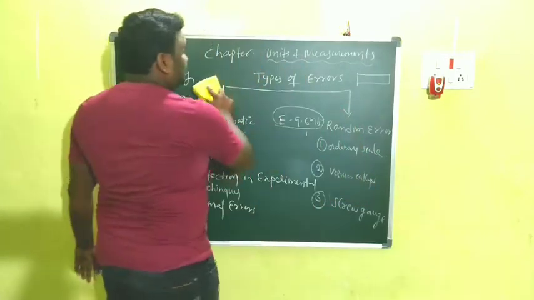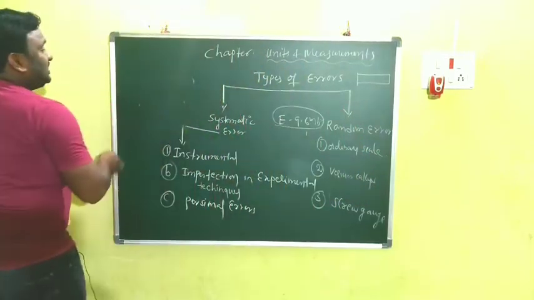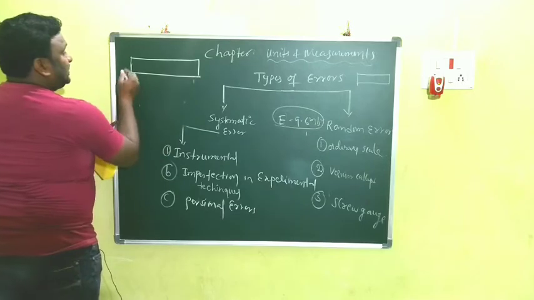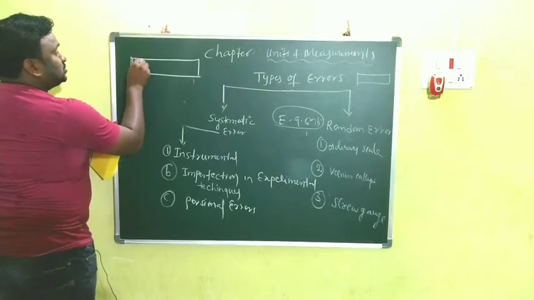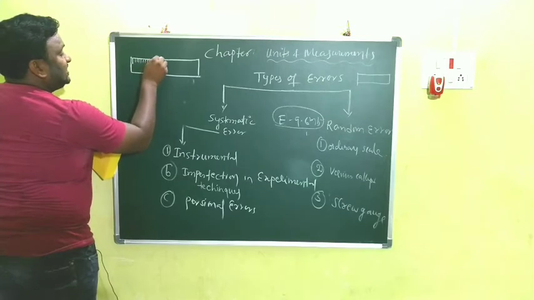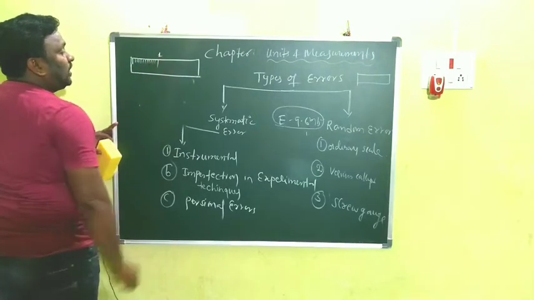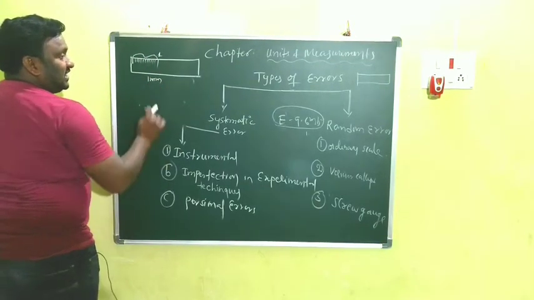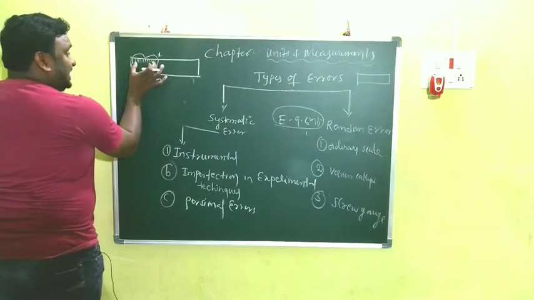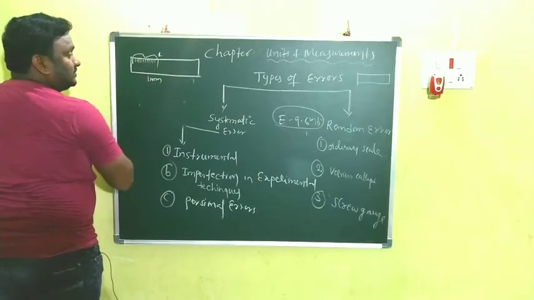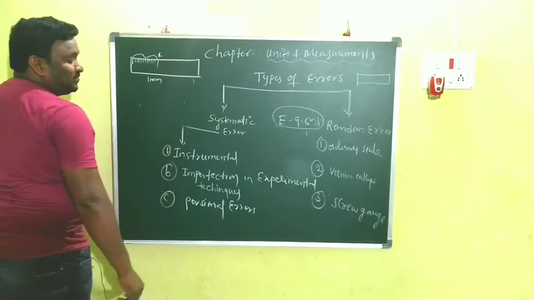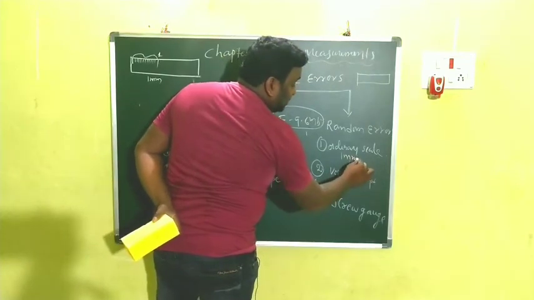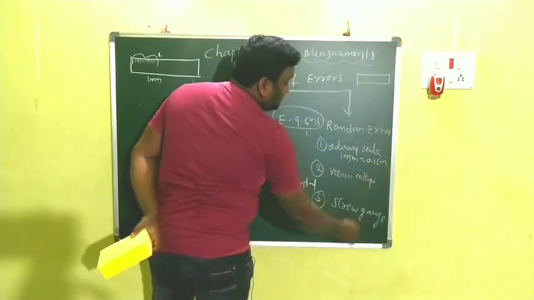In an ordinary scale, you can observe that starting from 0, we have 1, 2, 3, 4, 5, 6, 7, 8, 9, 10. After 10 lines we have 1. That means each one is 1 millimeter. After 10 lines we have 1, that means 1 by 10, that means 0.1 centimeter. For 1 millimeter, I am writing 0.1 centimeter.